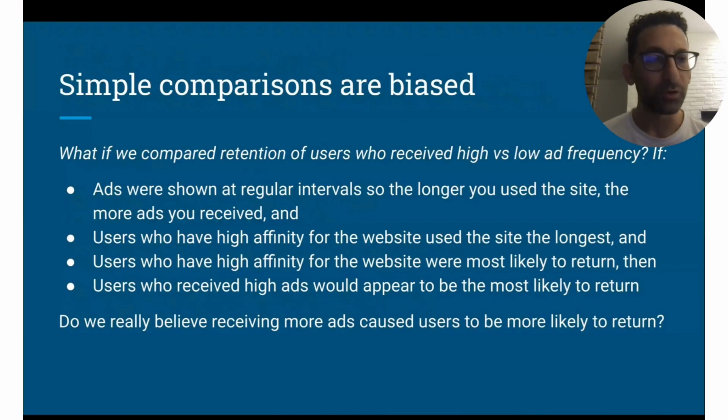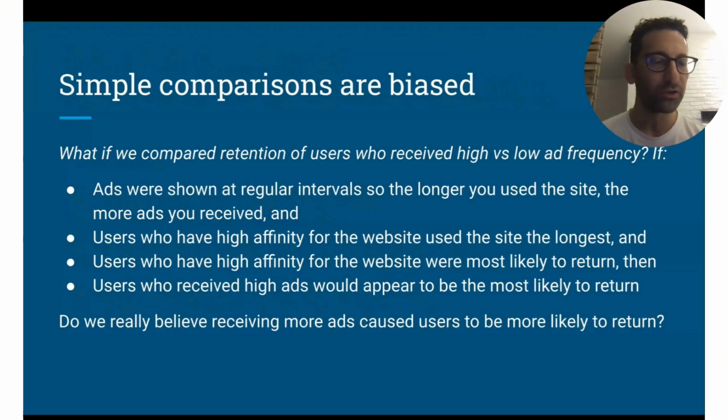Now, there's an important reason that companies need data scientists or economists to solve these types of problems. And that is because simple comparisons between groups that have a treatment and don't have a treatment tend to be biased. So let's say you're working for a large social media company and you want to know how many ads you can put in their newsfeed. We might want to know what the impact is of having a high or low ad frequency on user retention.